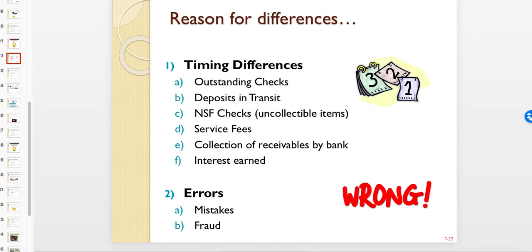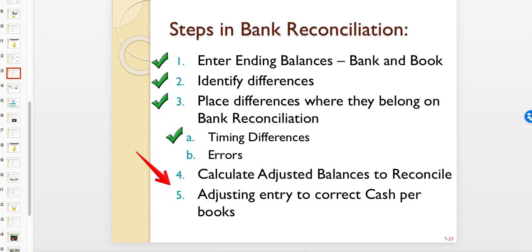As we talked about in the last video, there are two primary reasons for differences between the bank balance and the book balance. And these can be due to either timing differences or to errors. In the last video, we focused solely on timing differences. So in this video, we're going to talk about errors. And that is the step that we are on in our steps in the bank reconciliation.